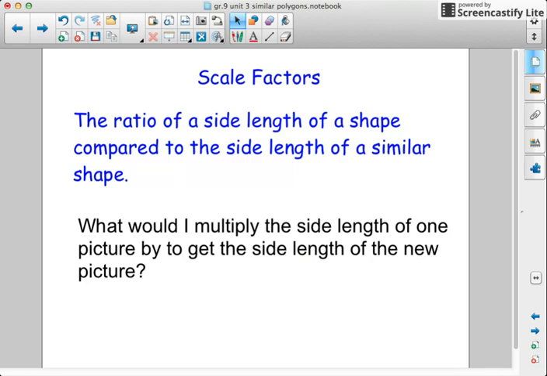Scale factors. The ratio of a side length of a shape compared to the side length of a similar shape. Or maybe a bit easier to understand, what would I multiply the side length of one picture by to get the side length of a new picture?